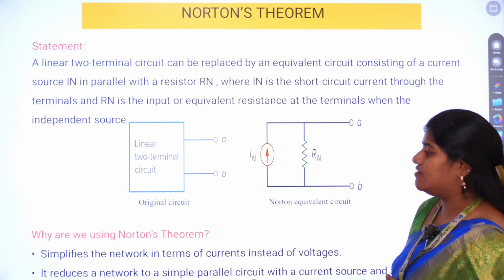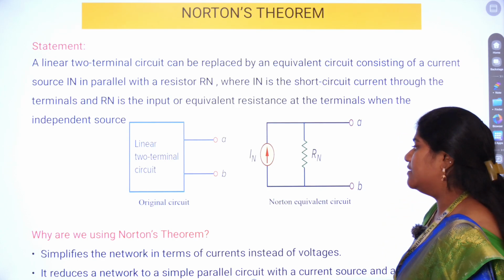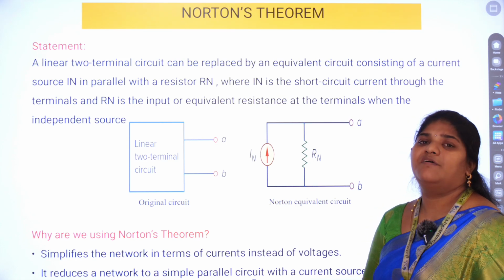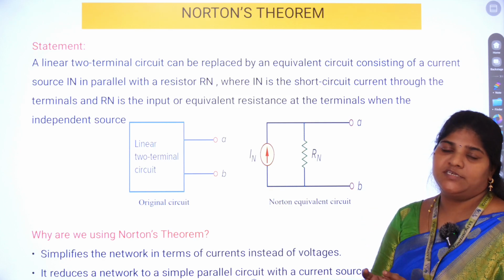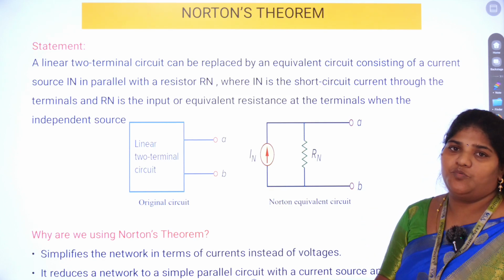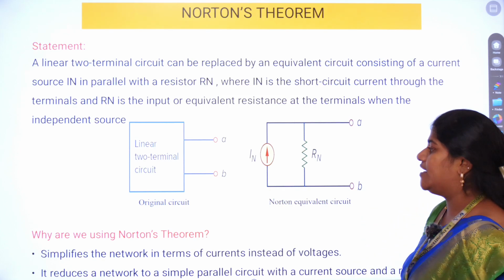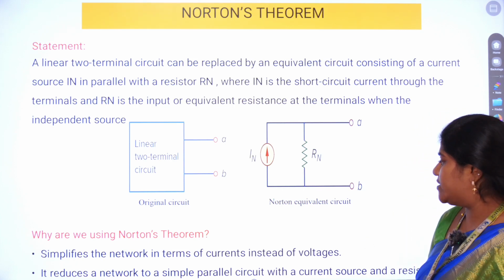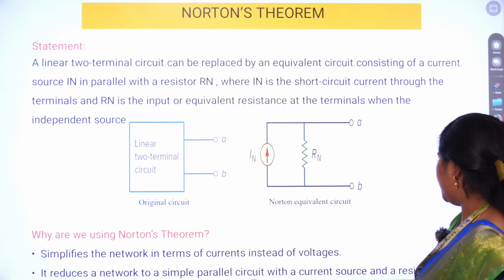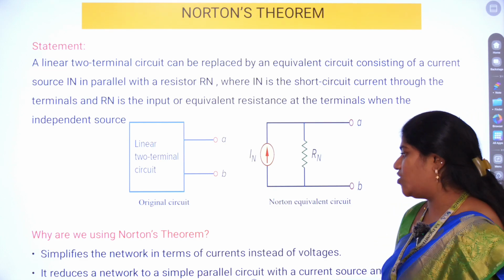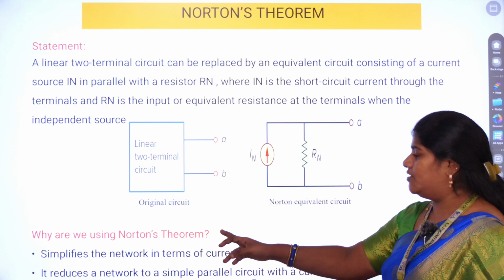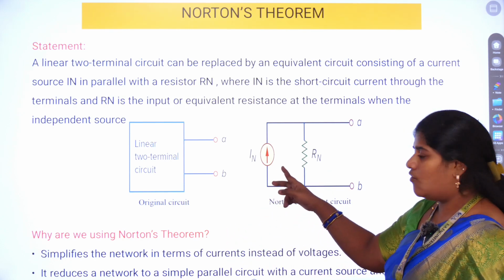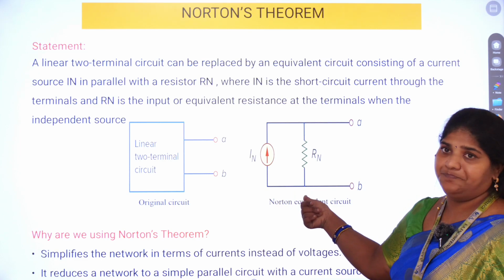Now what is the reason we go for Norton's theorem? It simplifies the network in terms of current instead of voltage. So if our concentration is more towards finding out the current contribution instead of voltage, then we can prefer Norton's theorem, and it reduces a network to a simple parallel circuit with a current source and a resistor, right? So this is our understanding. Any circuit can be converted into a simple parallel circuit with a current source followed by a resistance value.